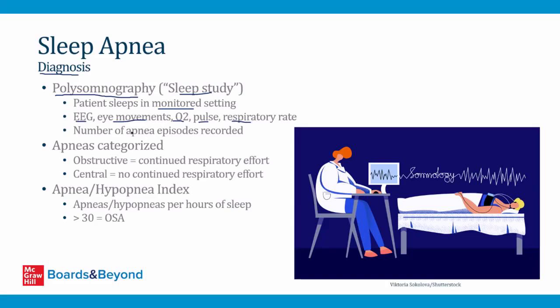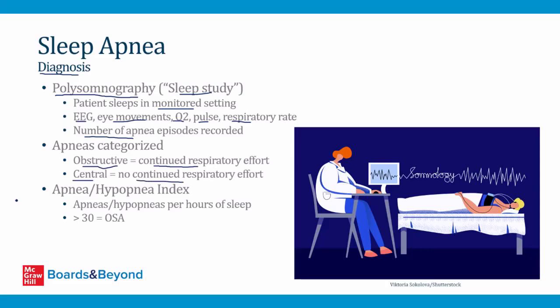And in doing this, we can record the number of apnea episodes that the patient has per hour of sleep. We can also categorize the type of sleep apnea the patient has. So if they have obstructive sleep apnea, you will see those 10-second apnea episodes, but there will be continued respiratory effort. In contrast, if they have central sleep apnea, you will see apneic episodes that last 10 seconds or more, but there'll be no continued respiratory effort.